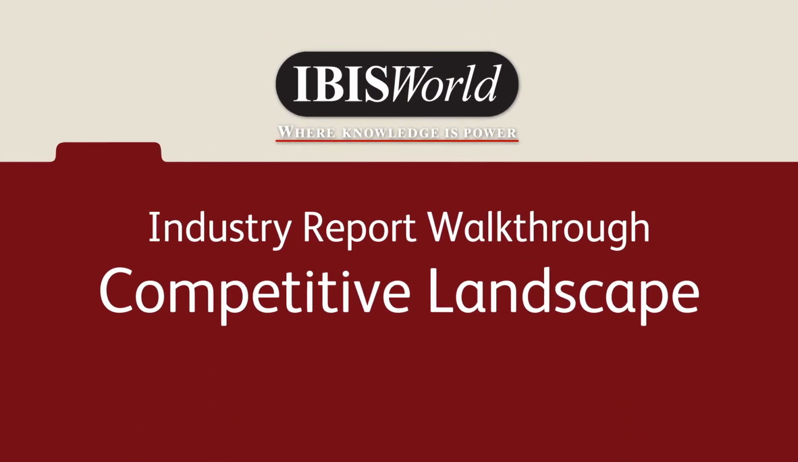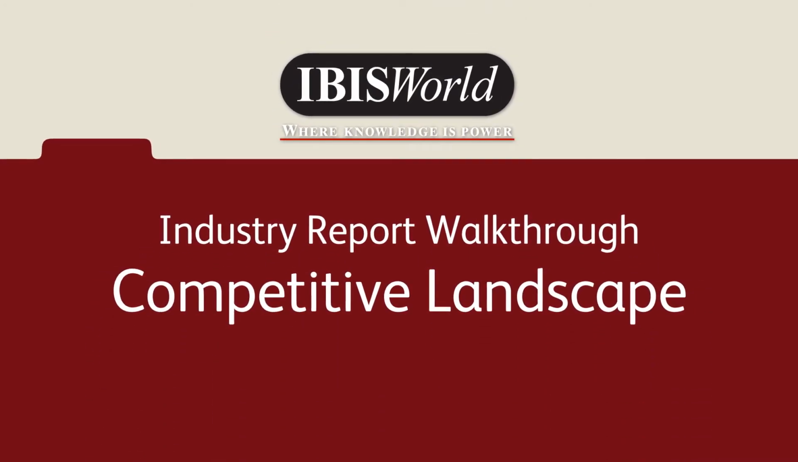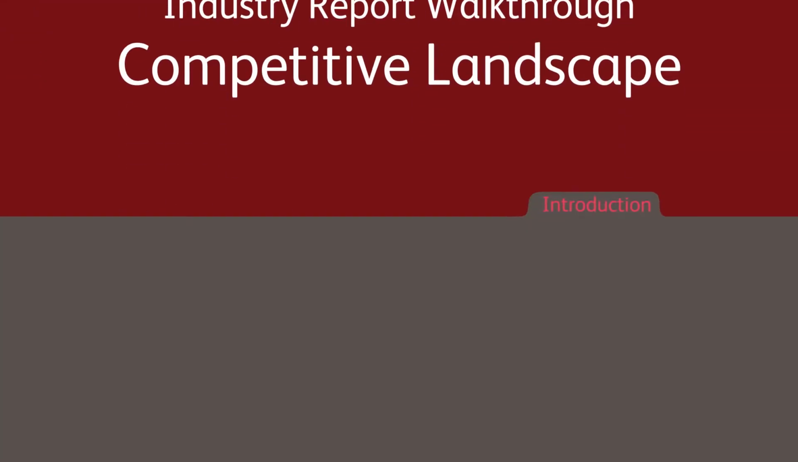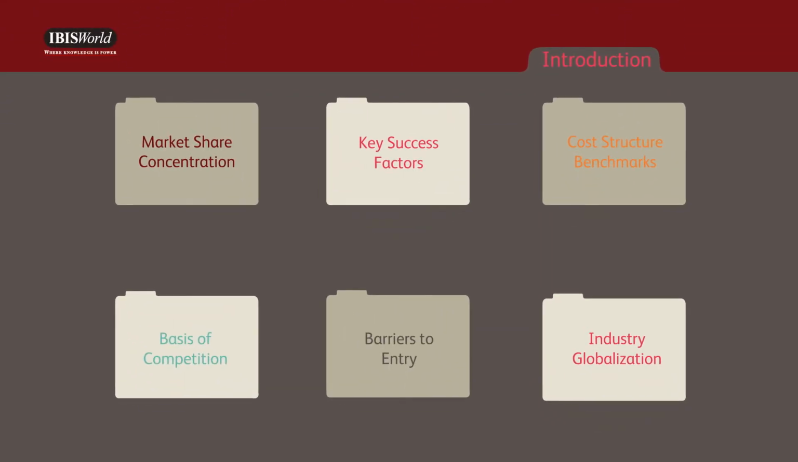The competitive landscape chapter analyzes the external environment in which the industry is operating. It discusses the level of dominance by the major players, the breakdown of cost structures, barriers that operators face to enter the industry, and what differentiates one operator from the other.